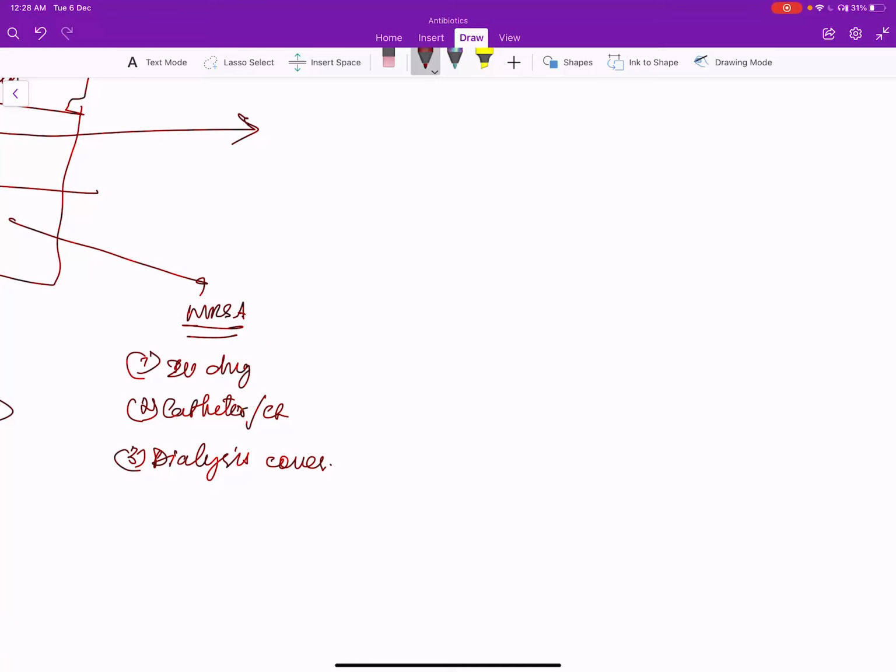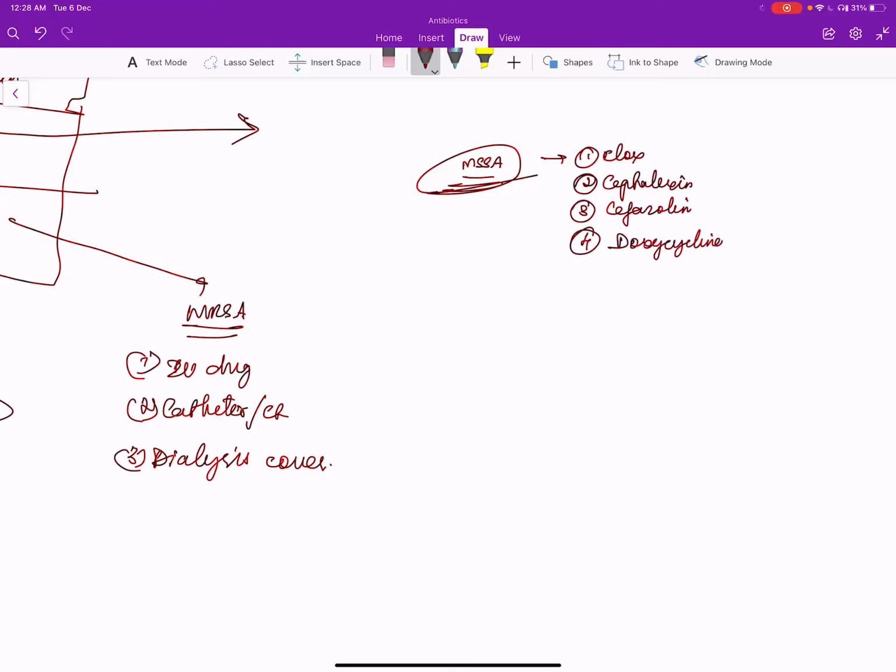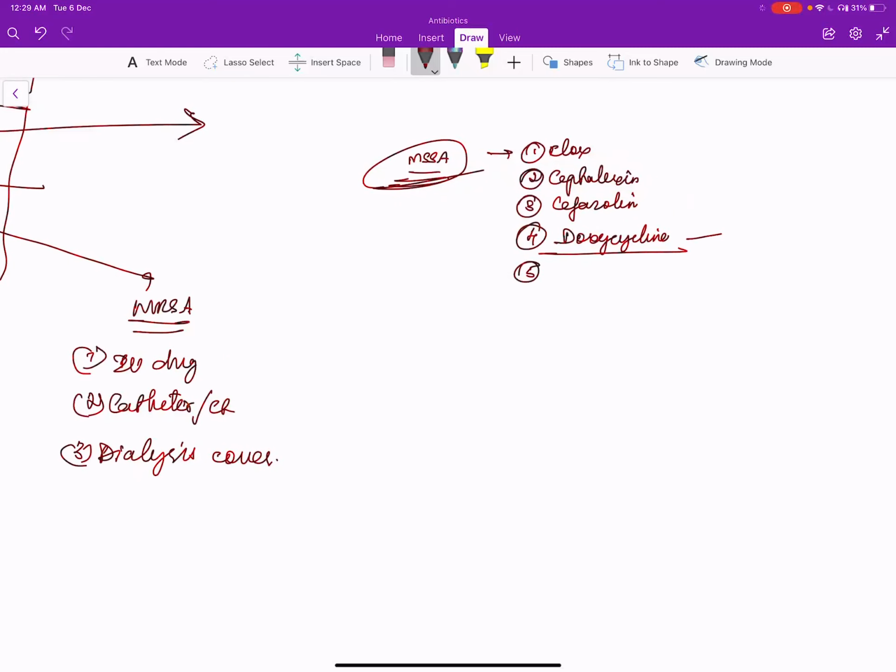Now, just a small revision. Drugs for MSSA: methicillin, cloxacillin, dicloxacillin, etc. Then first generation cephalosporins. Now just note down the other drugs also. Doxycycline can come, so doxycycline can also be given for cellulitis. This is even new to me; recently, when I read, I found out. Similarly, cotrimoxazole.